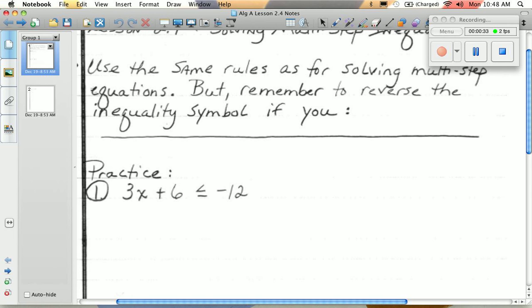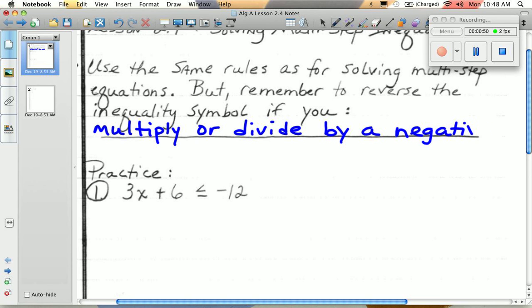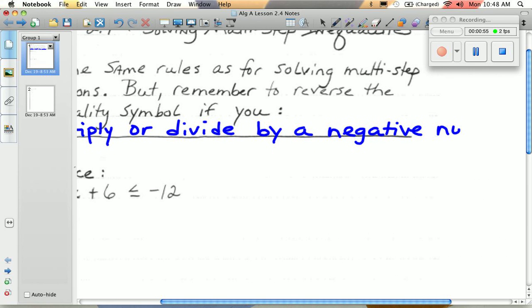Yeah, let's fill that in. Let's remind ourselves that if we multiply or divide, it doesn't matter, either of those operations, by a negative number, that's when we have to remember, oh, we have to reverse the inequality symbol. We can't forget that little thing.